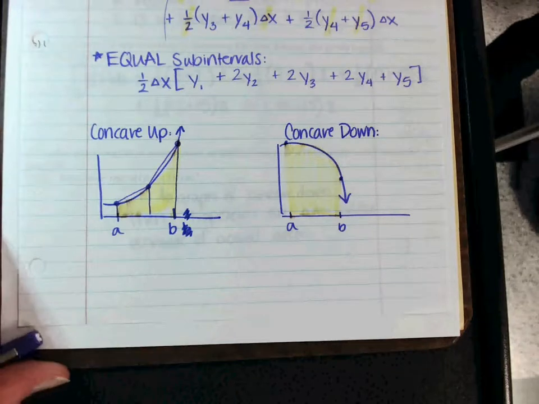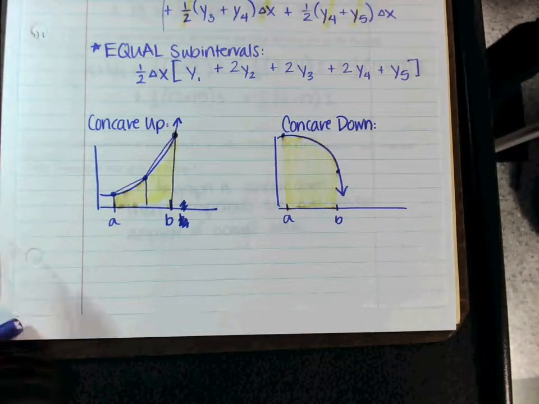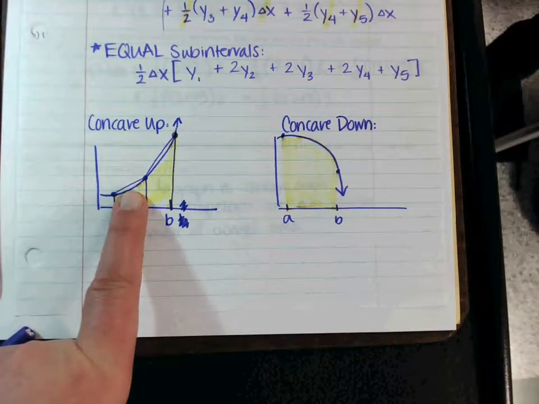How do your trapezoids come out? Too big or too small? Too big. A little bit too big. See this empty space right here? That's bigger than my actual area. So for a concave up graph, your trapezoids will come out to be an overestimate.